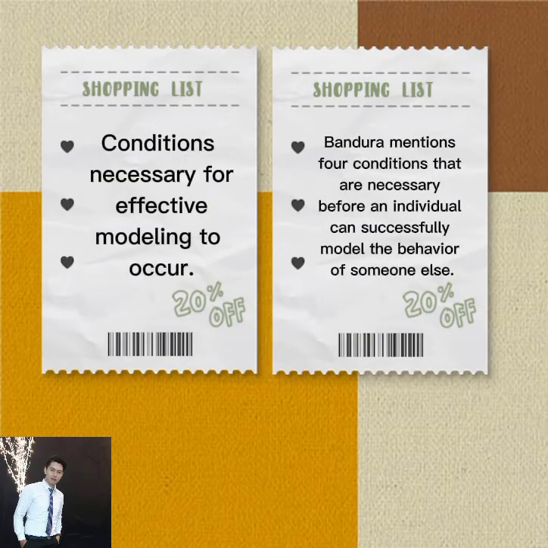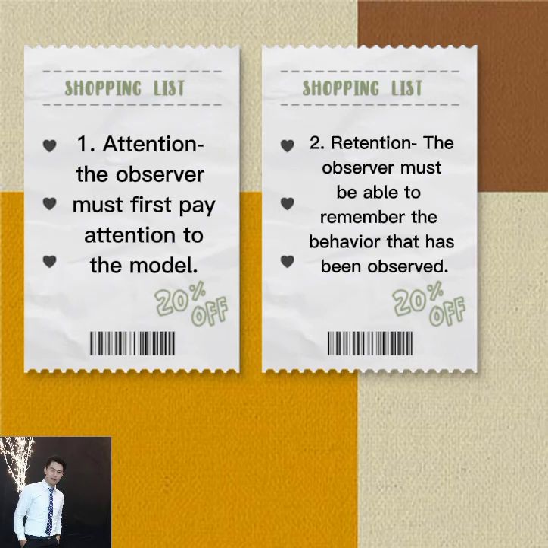Now, let's go to conditions necessary for effective modeling to occur. Bandura mentioned four conditions that are necessary before an individual can successfully model the behavior of someone else. Okay, the first one is attention. The person must first pay attention to the model. Number two is retention. The observer must be able to remember the behavior that has been observed. One way of increasing this is using the technique of rehearsal.